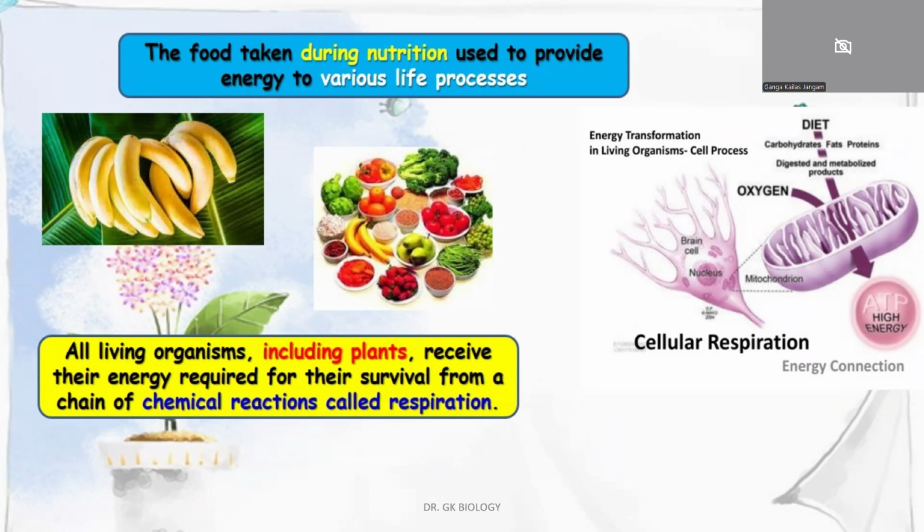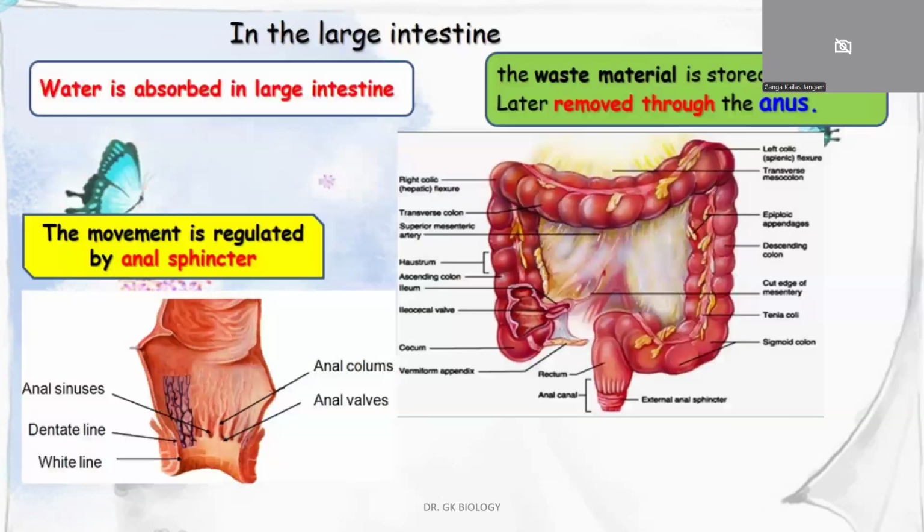The food taken during nutrition is used to provide energy to various life processes. Whatever we have studied so far is regarding digestion. In the next class, we will learn how the digested food, the glucose, which gives that energy, is used, in the form of respiration. Thank you.